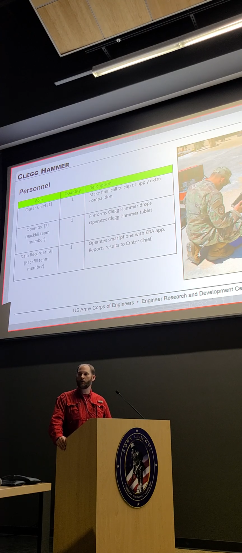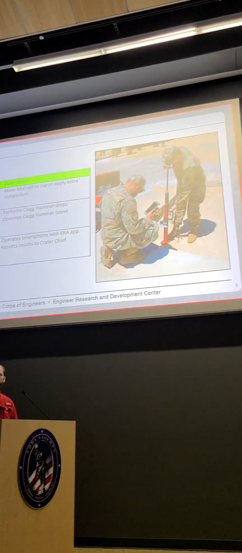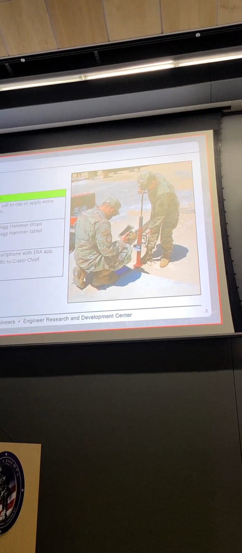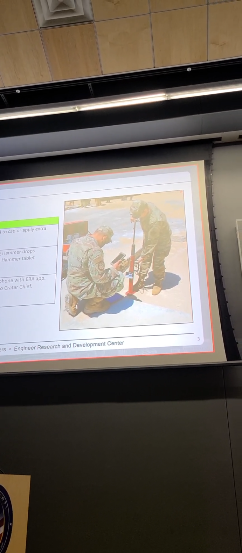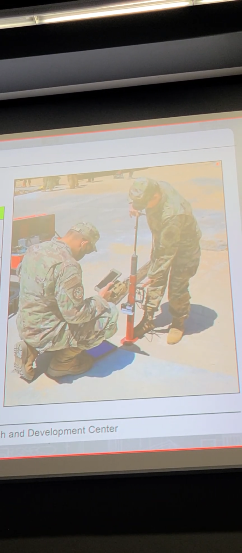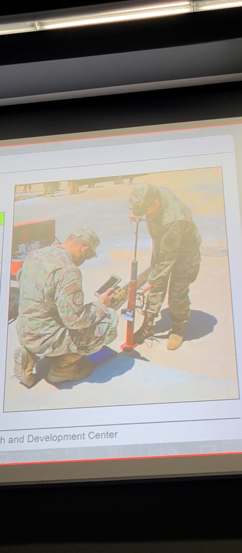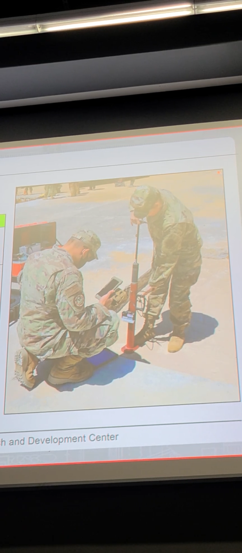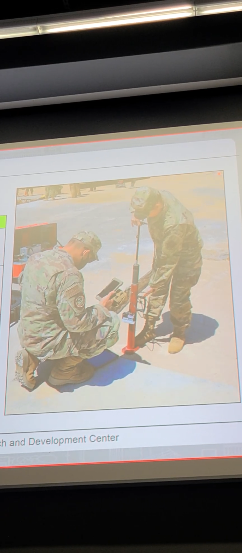Personnel. There are 3 here. Really, there's just 2 in here. That looks like 3. The crater chief is your decision maker. This is someone that's deciding, hey, we didn't get good enough compaction, what do we do? Well, it's the same. This is all we're getting. This moisture content, this is it, move on. The main operators are someone that's doing the drop and someone that's recording the data. That's basically who's operating the Clegg. And when we get to the app later, it's basically the same 2 people. Next slide.